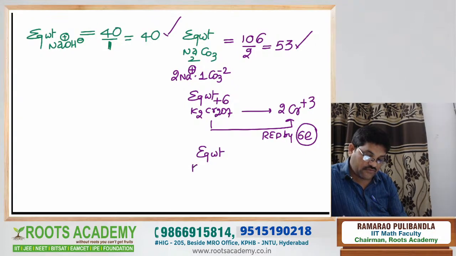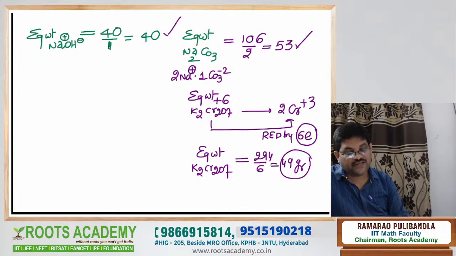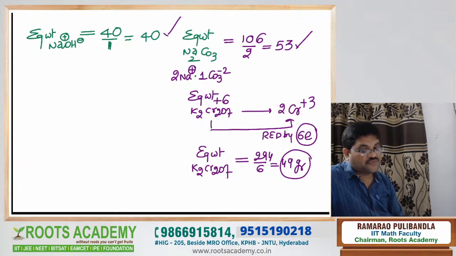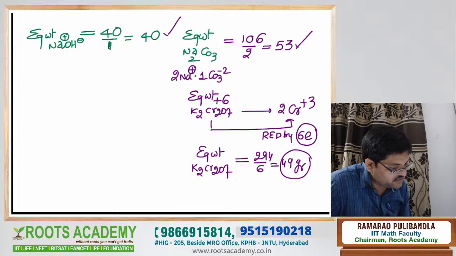So the equivalent weight of K2Cr2O7 is equal to 294 by 6, that is equal to 49 grams. 294 by 6 is equal to how much? 49 grams. Simple logic. That is the equivalent weight of K2Cr2O7: 294 by 6, that is equal to 49 grams. Like that, we can do the answer. Easy, no confusion.